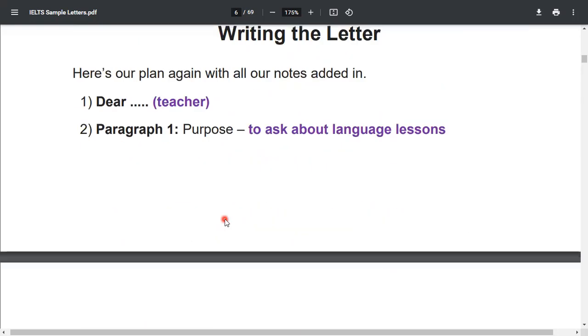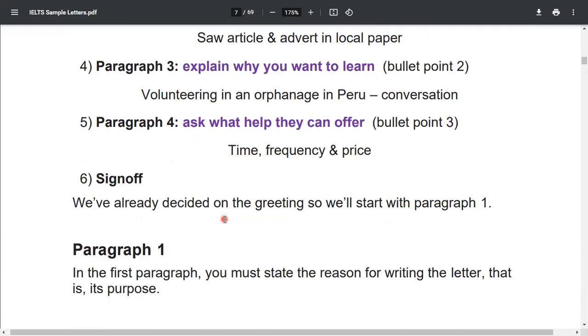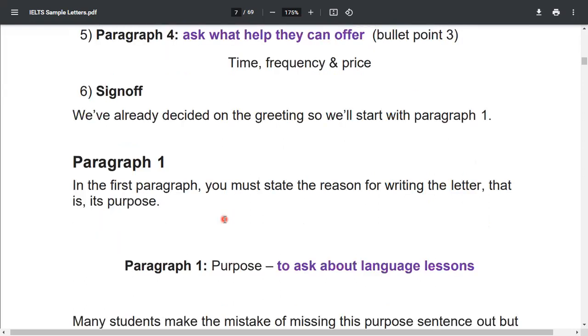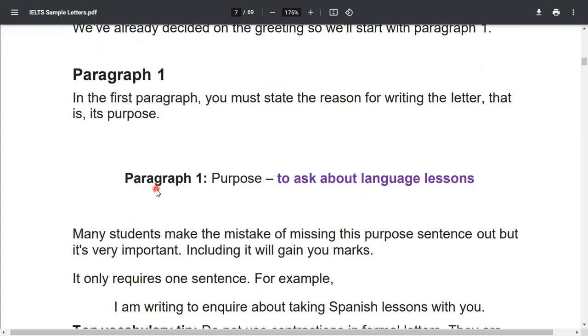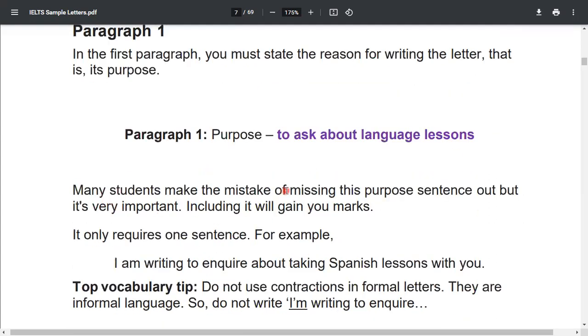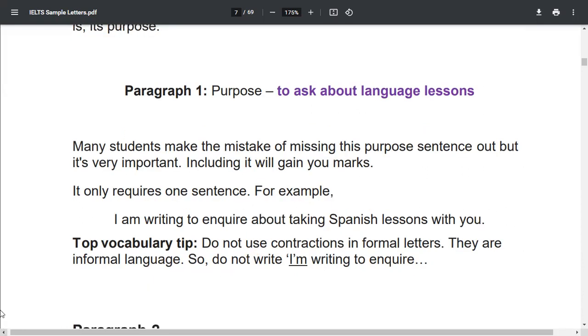So writing the letter, as you can see, we've thought about all the answers to the questions. Now let's begin the first paragraph. In the first paragraph, you must state the reason for writing the letter, that is its purpose. So that's what we call the purpose sentence. Many students make the mistake of missing this purpose sentence out, but it's very important. Including it will gain you marks. It only requires one sentence. For example, I am writing to inquire about taking Spanish lessons with you.